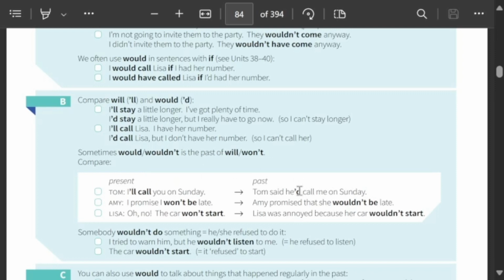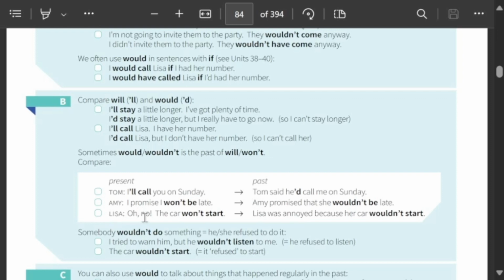So Tom said I, in the reported speech becomes he. Will becomes would. Call you becomes call me. Okay. Amy said, I promise I won't be late. Won't is will not. Amy promised, in reported speech, that she wouldn't be late.